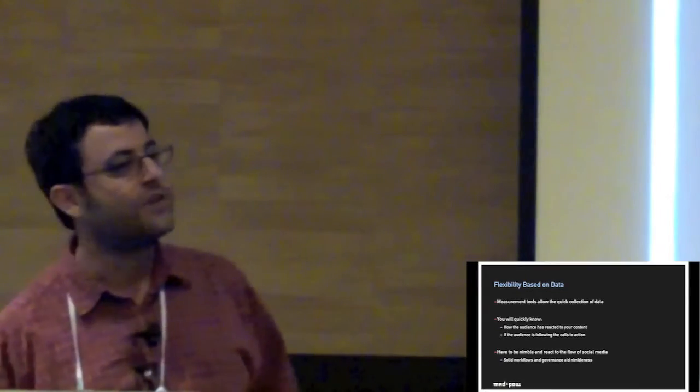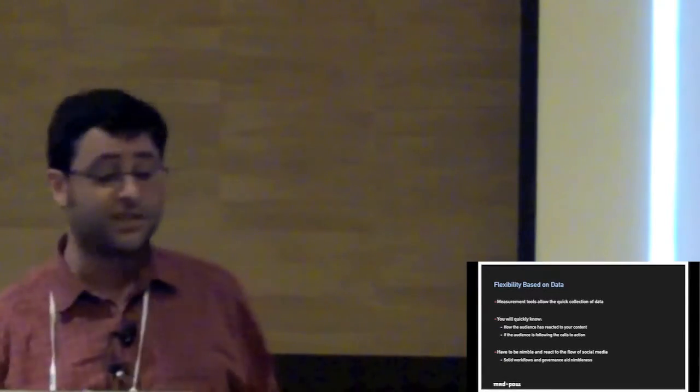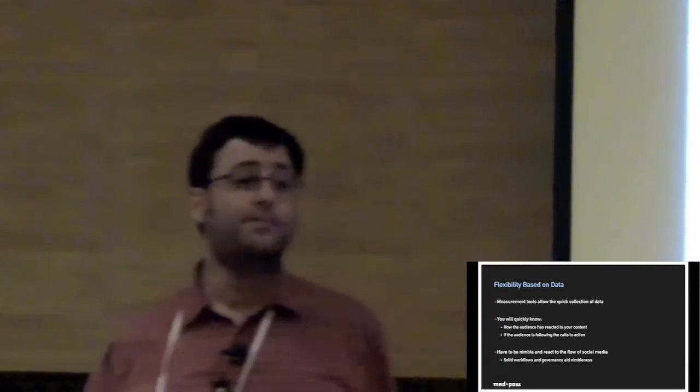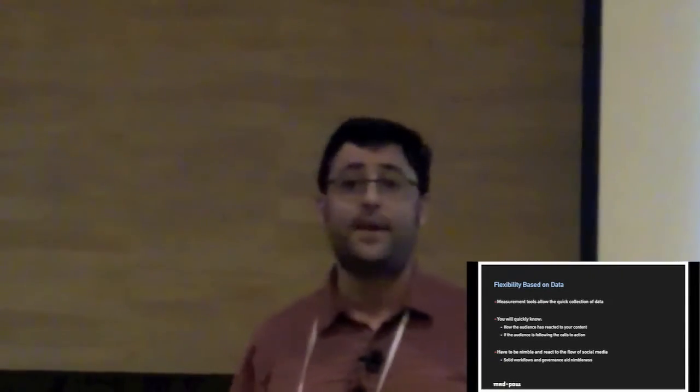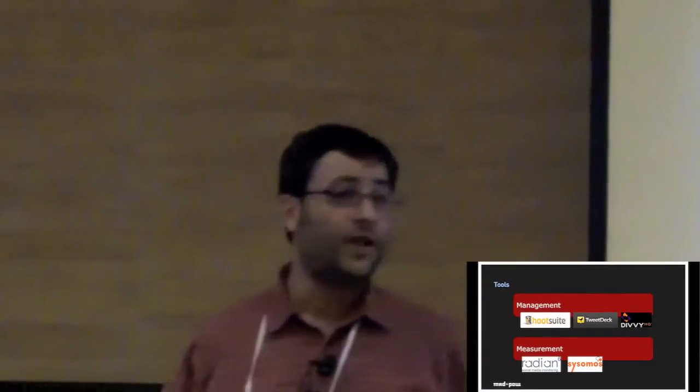Flexibility based on data. There's tons of ways to get information about what people are reacting to, both positively and negatively, and you need to react on that quickly. So be nimble and have a plan for how you're going to react to negative and positive comments. And there are some tools out there that will help you: Hootsuite, TweetDeck, and Divi for the management of getting these messages out there. For measurement, Radian 6 is the big one to understand how people are reacting to your content, and then you can make the decisions on what to do.